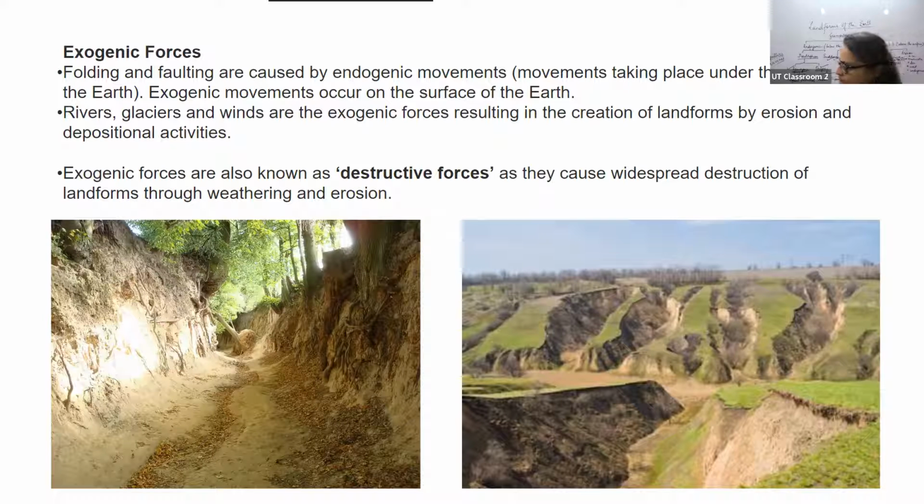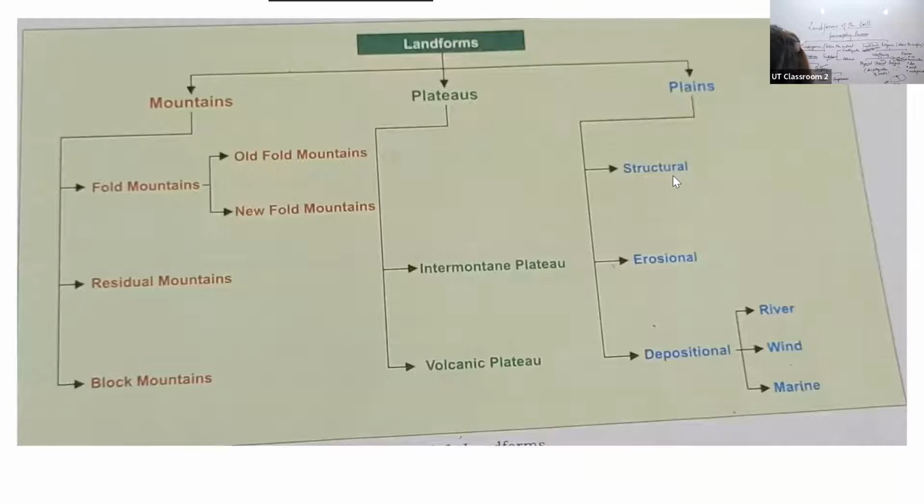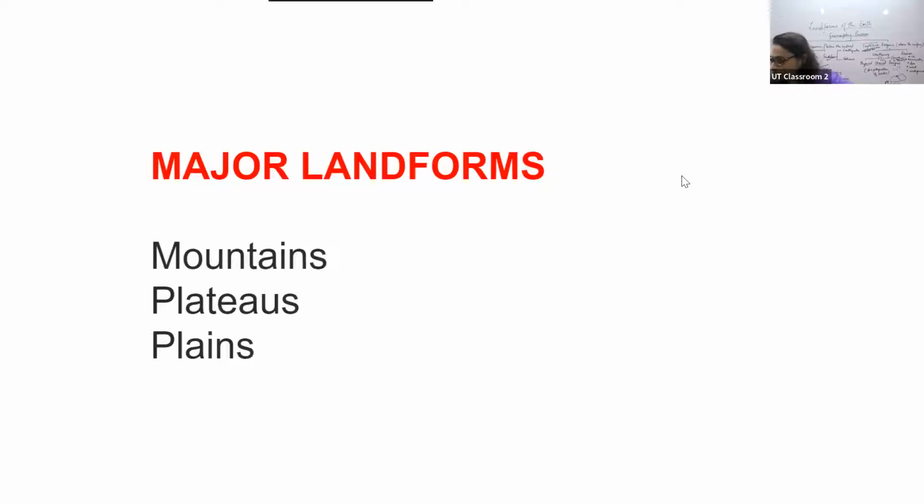Okay, समझा क्या? हाँ? Okay. Now write down major landforms: mountains, plateaus, and plains. Now we come to our main chapter. Now we start with our chapter.